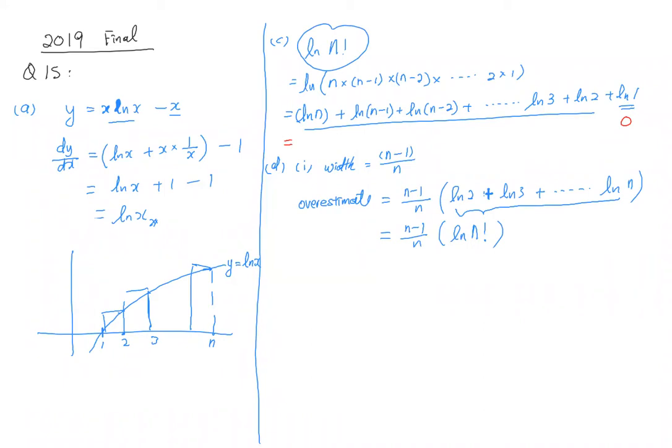Question 12. How come my question 15 answer, how come my answer is ln n factorial? It's different. Correct or not? It said from 1 to n. So the width should be (n minus 1) divided by n.